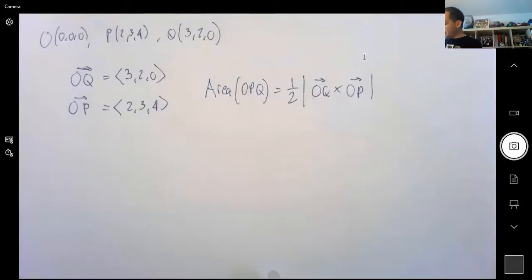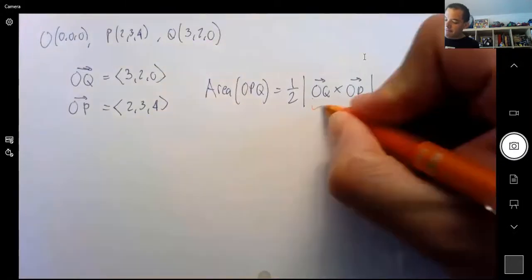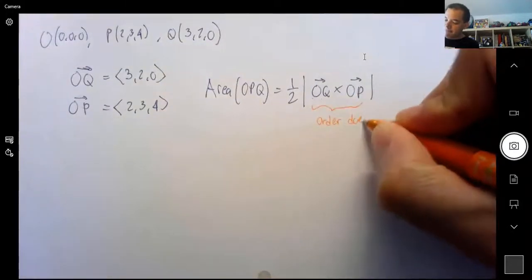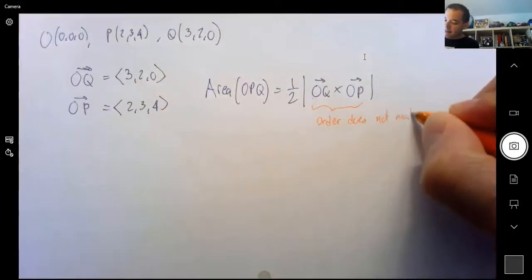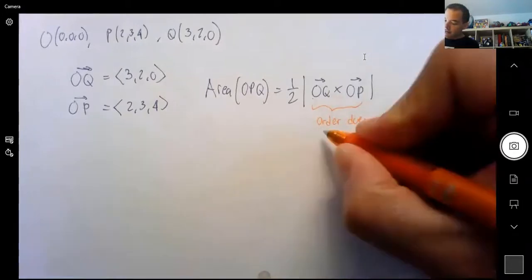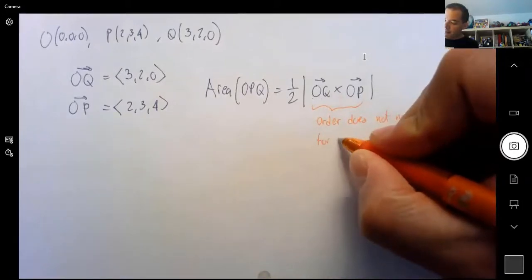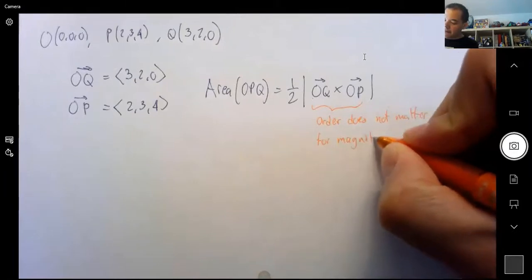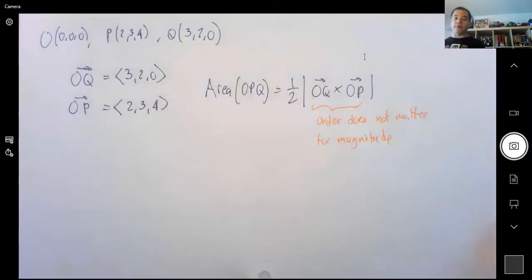So we just make a little note here. Order does not matter for magnitude. So it matters for the actual cross product because then it points in the opposite direction, but it doesn't matter for the magnitude, okay?